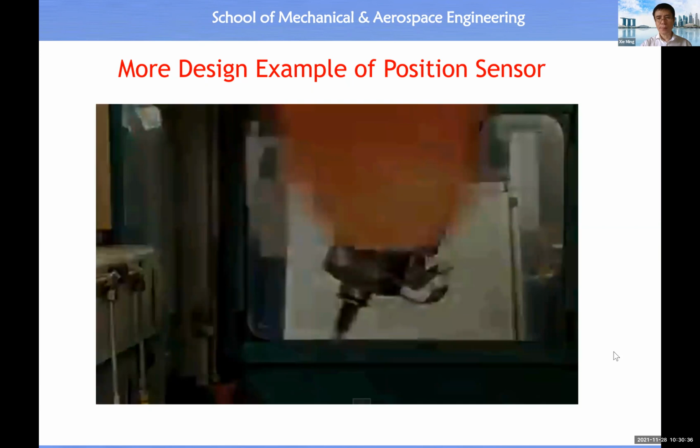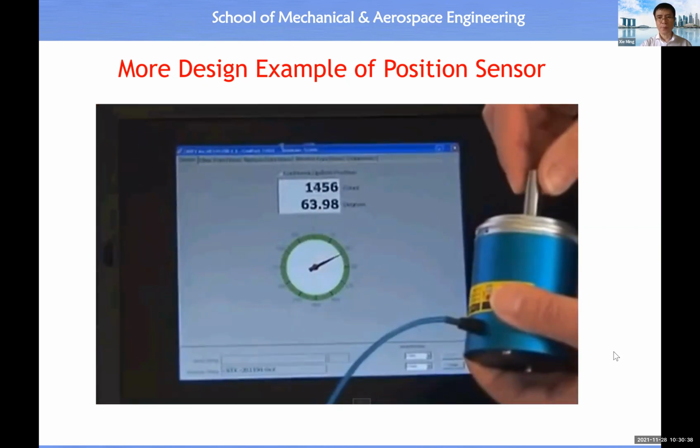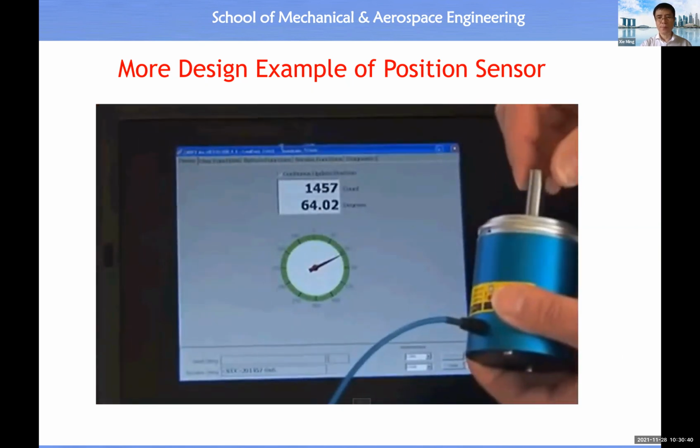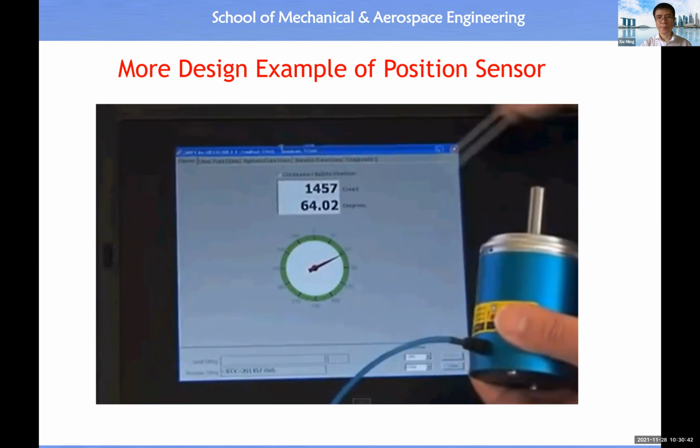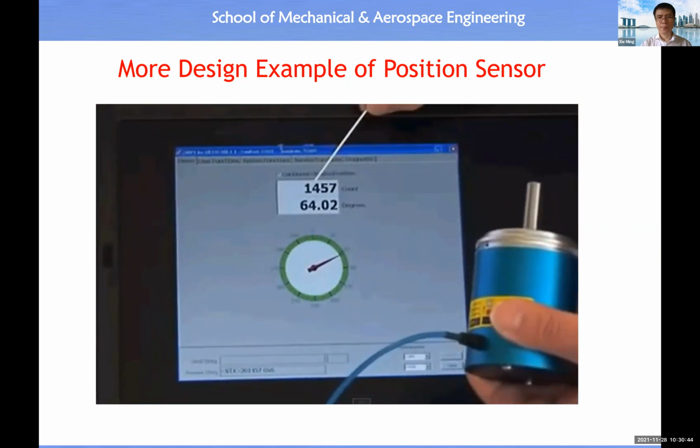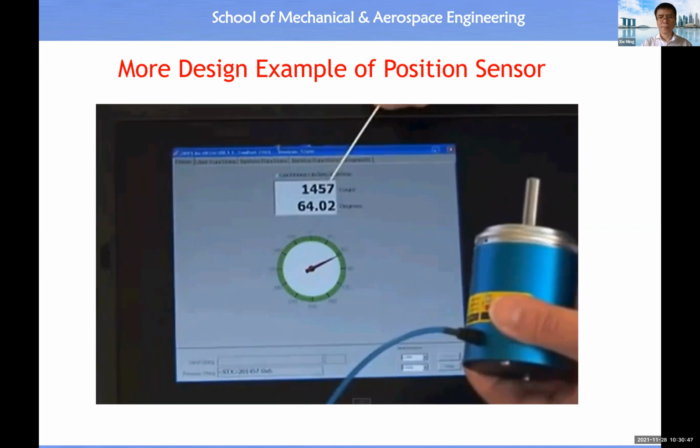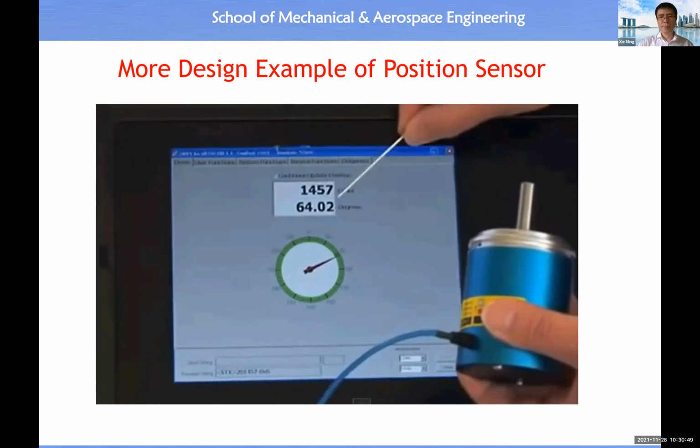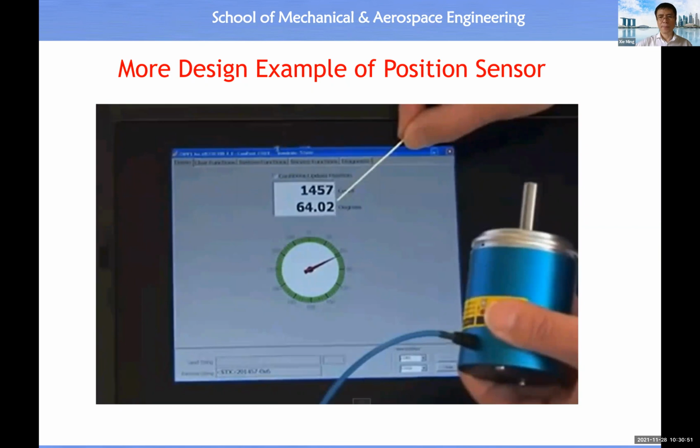To demonstrate that this sensor is truly absolute and capable of giving accurate readings at startup, we will now power down the system and start it up again. First, note the position readout of 1,457. The field below shows the angle calculated in degrees.